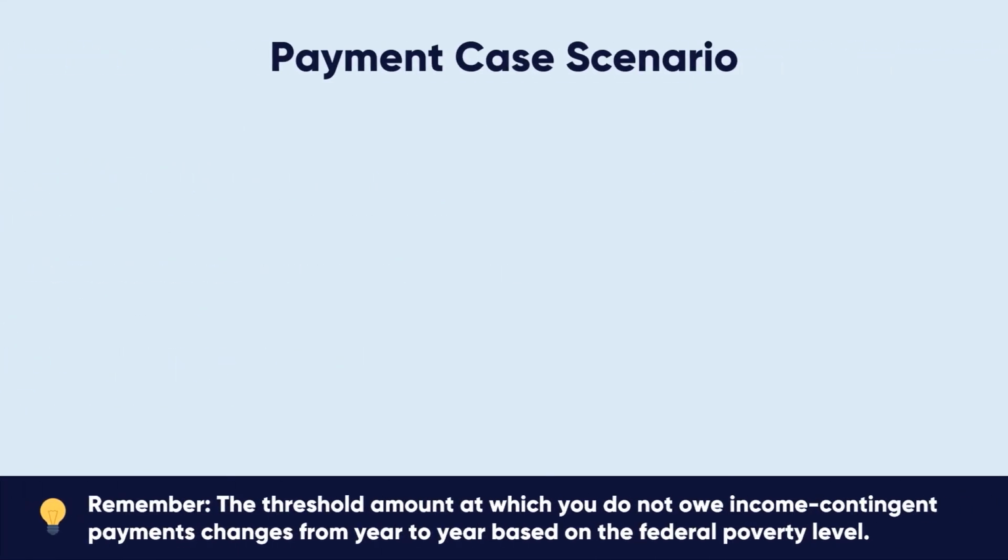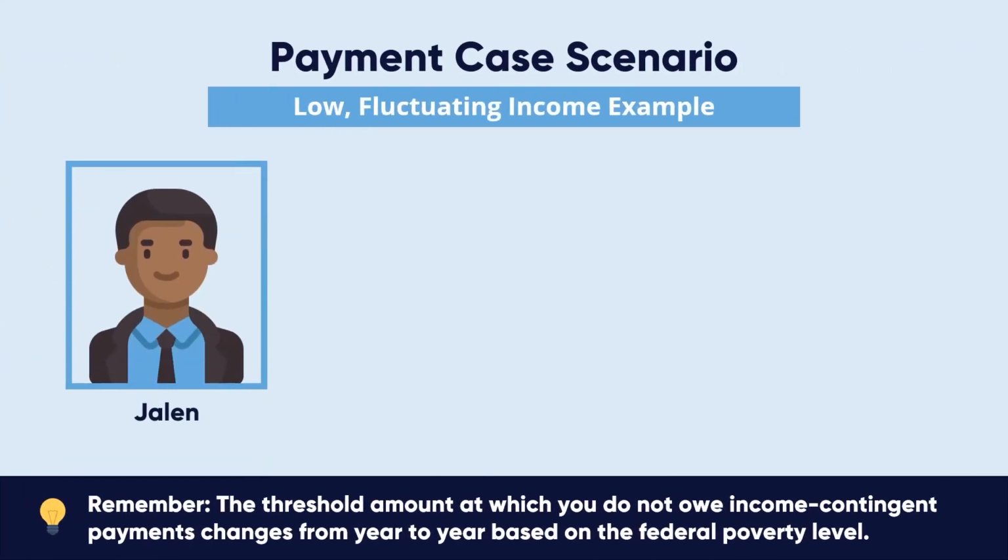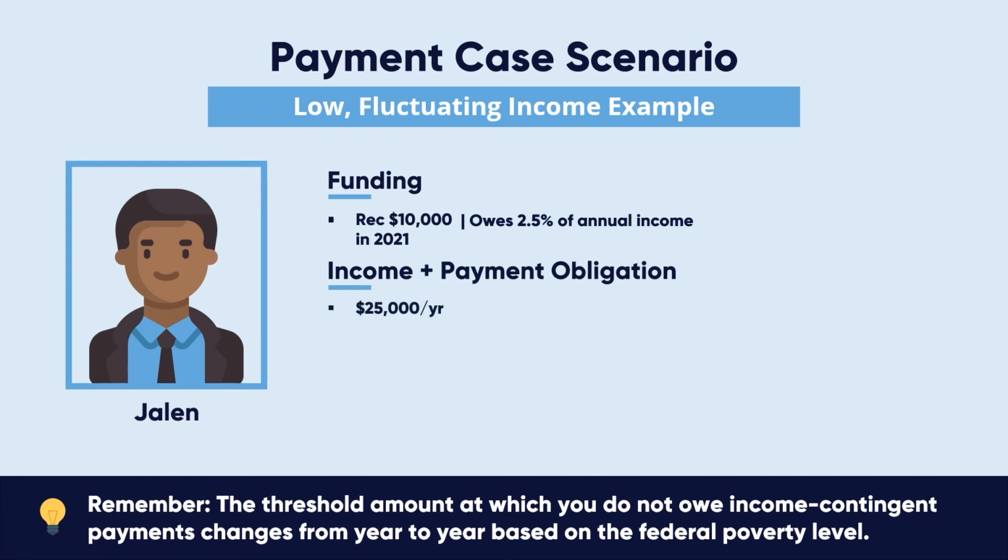In this case, Jalen received a Student Freedom Agreement in 2021 and makes a relatively low and fluctuating income. He received $10,000 and owes 2.5% of his income, just like Amanda and Michelle. Jalen gets a relatively low-paying job right out of college and makes $25,000 per year. Because this is below the threshold income level of close to $30,000 per year, he does not owe any money towards his Student Freedom Agreement during those years.